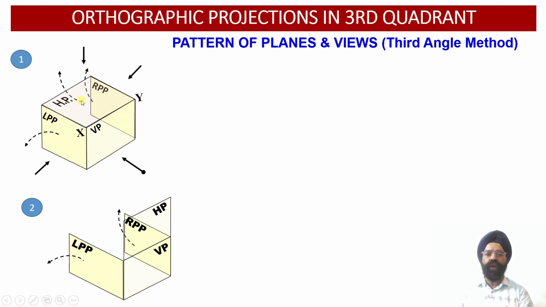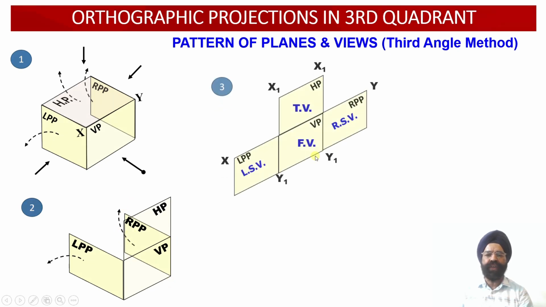So as we carry out the unfolding of the horizontal plane and the profile plane, we observe that the horizontal plane has moved in the upward direction, that is the clockwise direction. Left profile plane, it is moving towards the left side orientation. The right profile plane, it is moving toward the right hand side orientation.